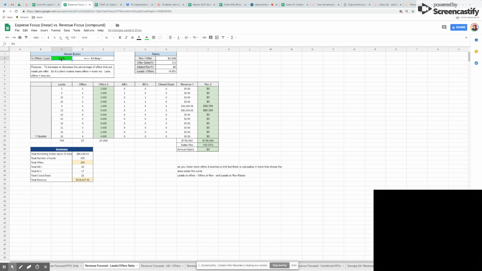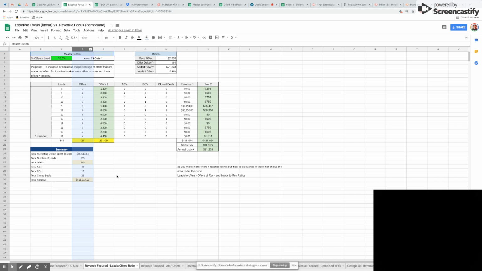So the master button is C2. Let's just say Anthony makes 10% more offers. Okay, there we go. We just modeled it. Now the key here is these are the two boxes I want you to see. This is where the rubber starts to meet the road. I'm going to put it in bright yellow. This is what has to be understood.